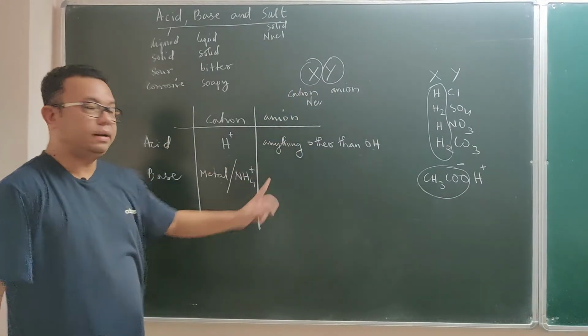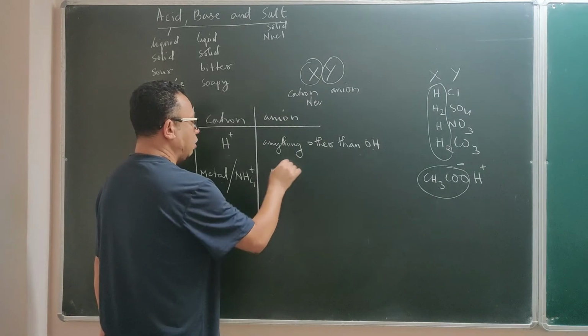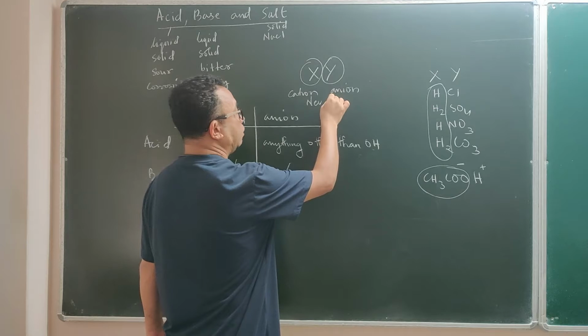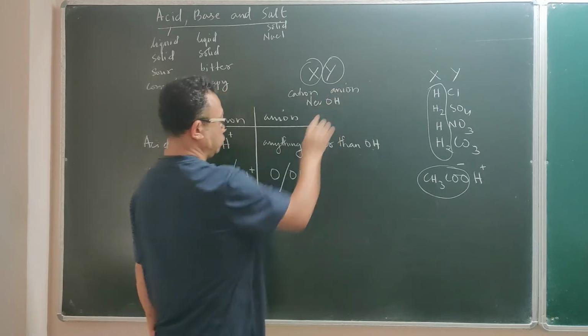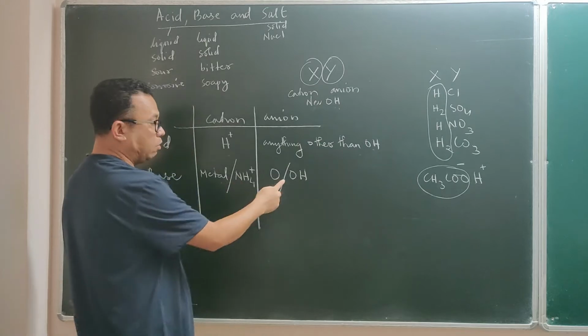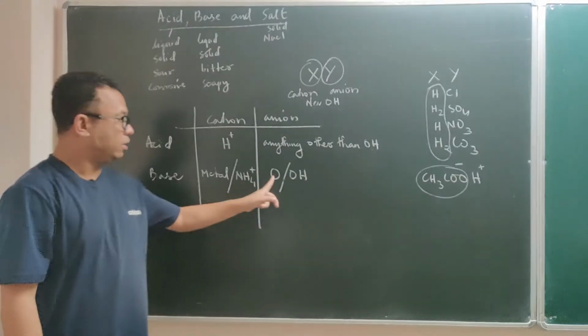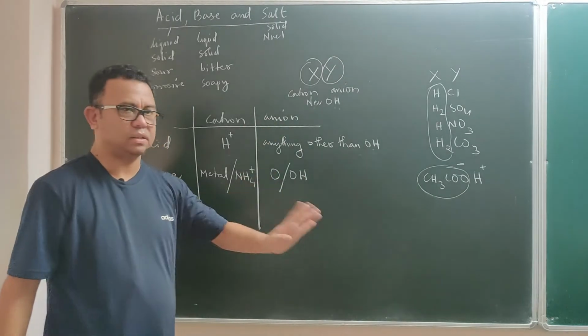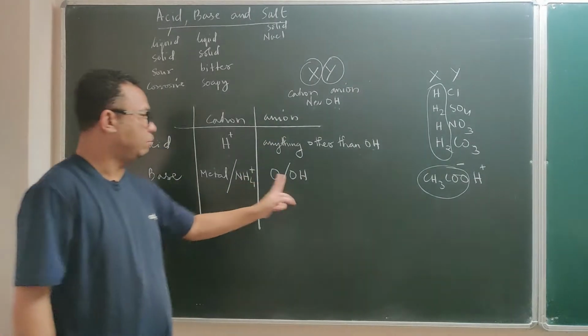Now what should be the anion? Anion should be either oxide or hydroxide. So Na, if I write oxide or hydroxide, so Na and OH, metal and hydroxide. Metallic hydroxide is a base. Metallic oxide is a base. Ammonium hydroxide is also a base. Ammonium oxide, as such, there is no compound called ammonium oxide, so that's why ammonium hydroxide.